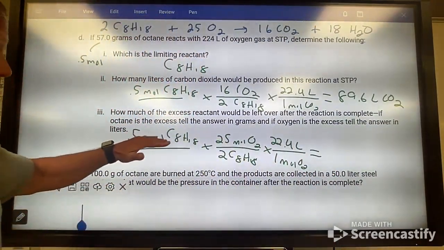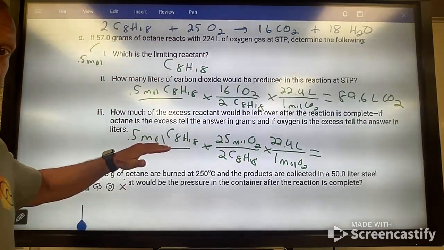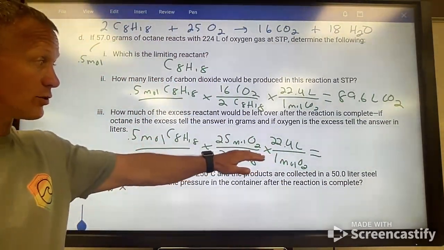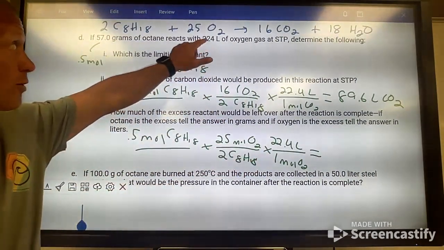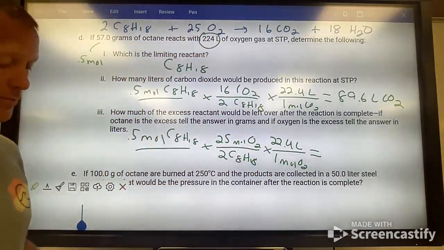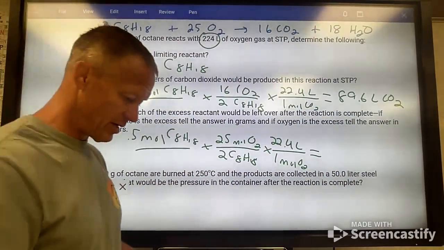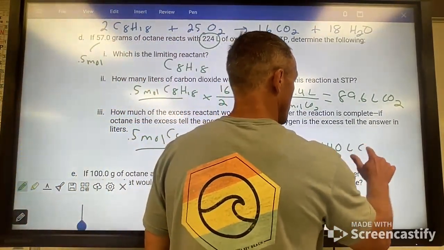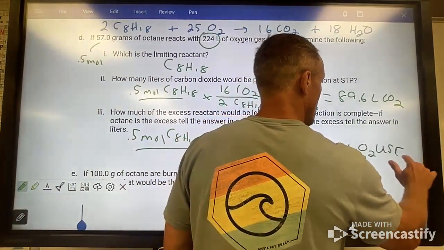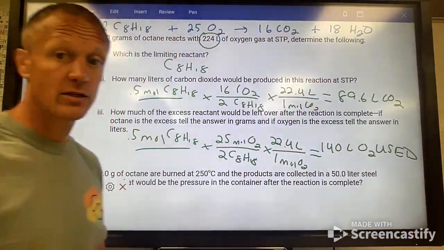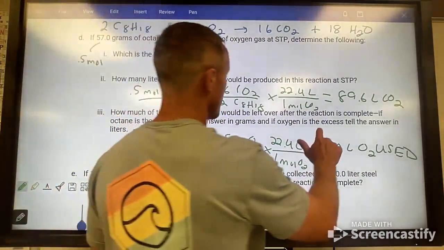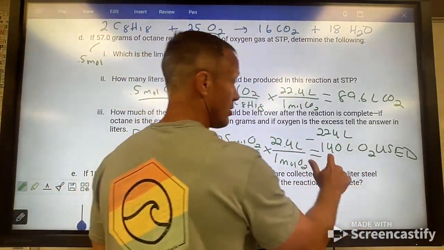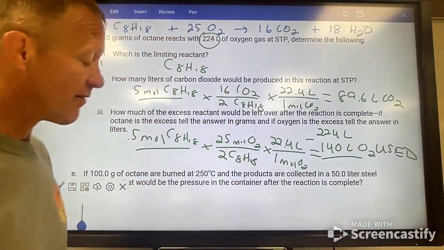We can figure out how many liters of O2 we'd use. So if we use half a mole of C8H18, which we know we're using because it's the limiting reactant, we're going to figure out how many liters of O2 would be used with it out of the 224 that were available. So that ends up being 140 liters of O2 used, not excess, used. Subtract from 224. So 224 liters were available, so we got 84 liters of excess.